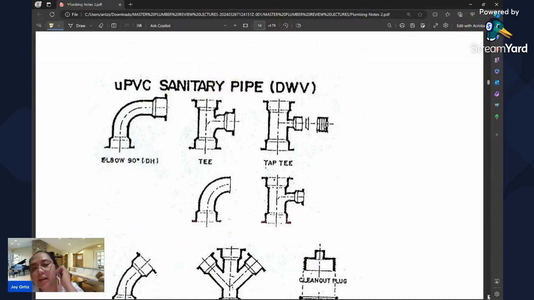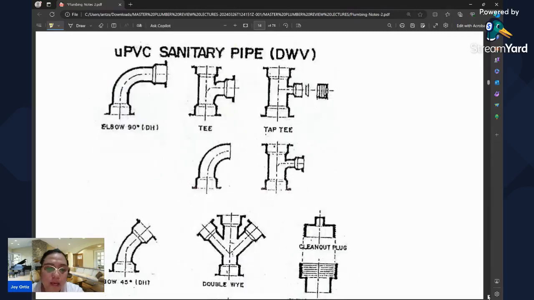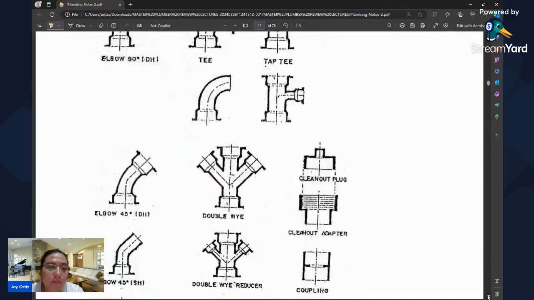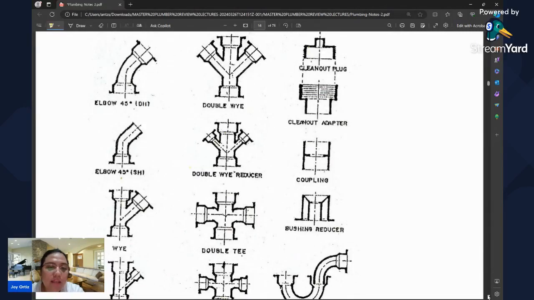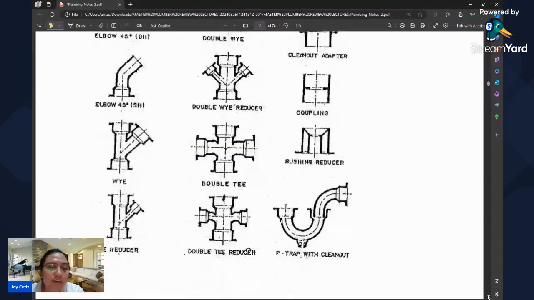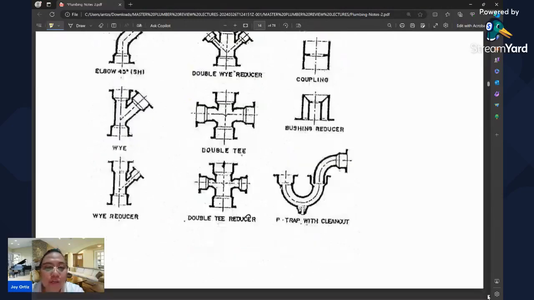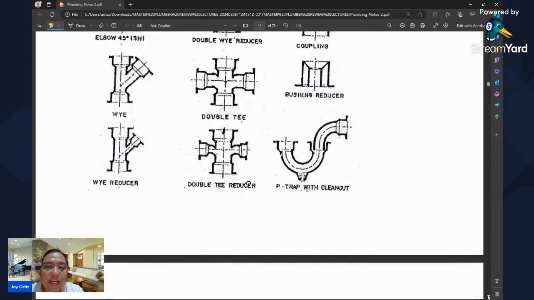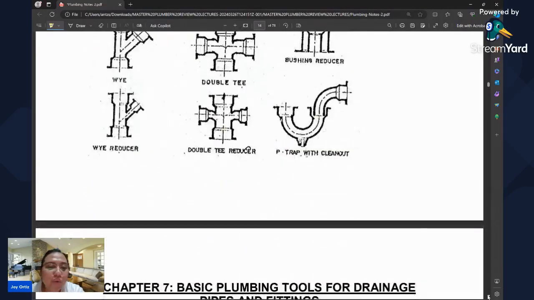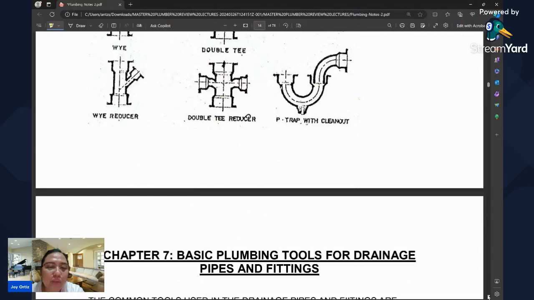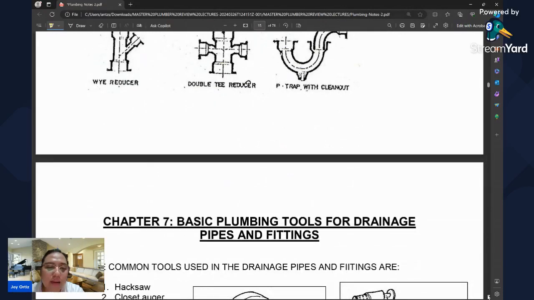UPVC sanitary pipe, DWB, it's elbow 90 degree, T, top T, ayan, elbow 45 degree, ito yung double Y, clean out adapter, elbow 45, double Y reducer, coupling, Y, double T, bushing and reducer, Y reducer, double T reducer, and P trap with cleanup.